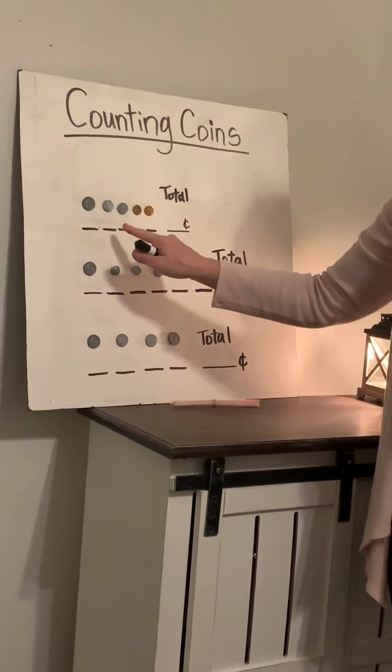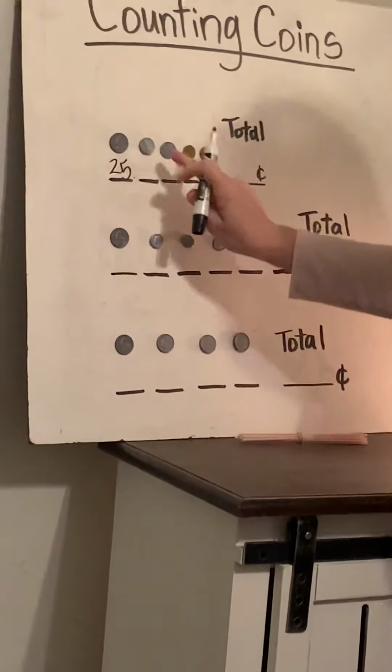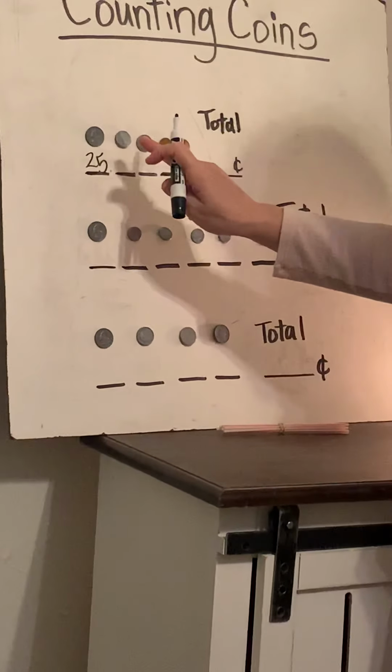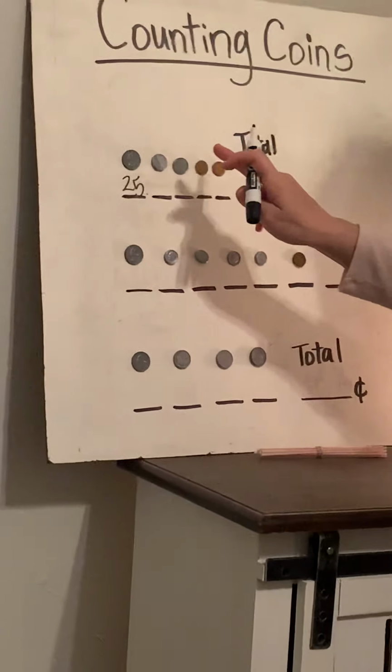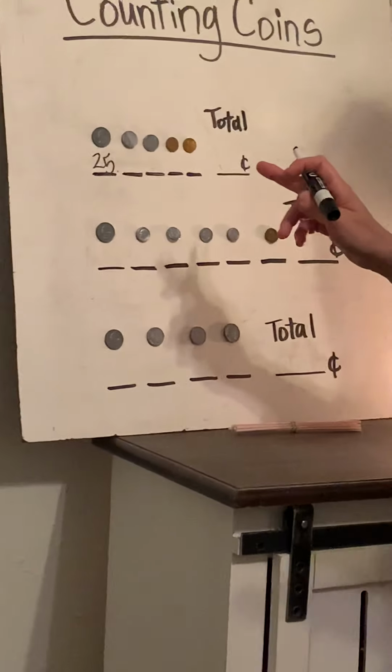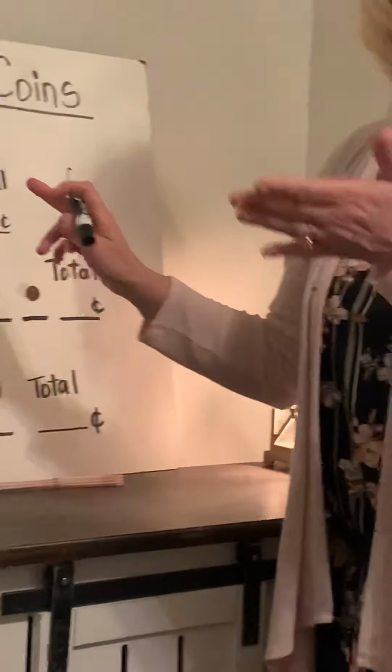And this can be a little trickier, but I'm just going to show you a few little hints whenever you're counting that. So when we start with our quarter, we know that's worth 25 cents. And then when we add a nickel on, we know a nickel is 5 cents. So we're just counting by fives. So 25 plus 5 would be 30. 25, 30.